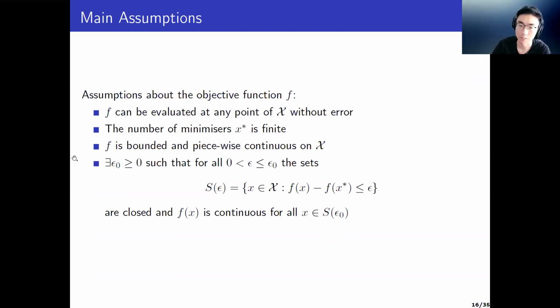The last two assumptions are weaker than the continuity of f. So if f is continuous for all x in the feasible region, then the last two assumptions hold.